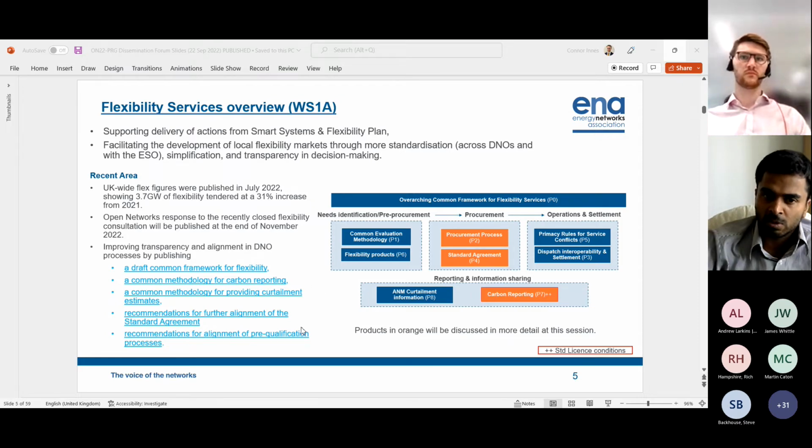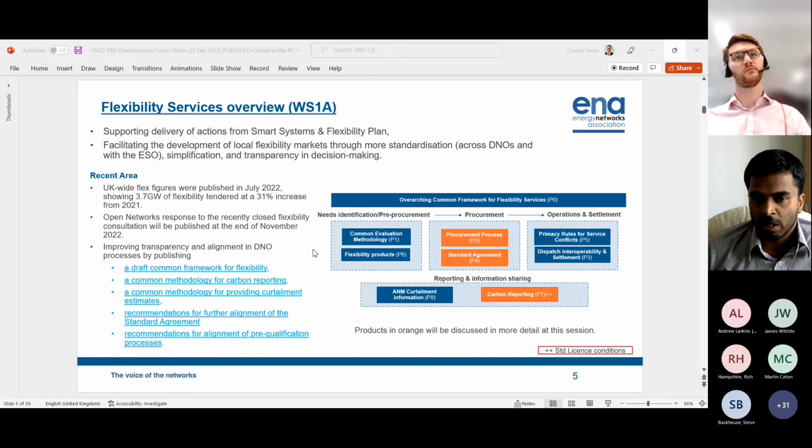And since our previous engagement across the first half of the year, our key outcomes in terms of delivering transparency for DNOs are: we have the initial first draft of a common framework and common methodology for carbon reporting, and we have the recommended methodology for providing curtailment estimates, and further alignment of the standard agreement, which was an incremental development from the past year, and also an alignment for pre-qualification processes. This is, I guess, a quick snapshot view of the overall work stream.